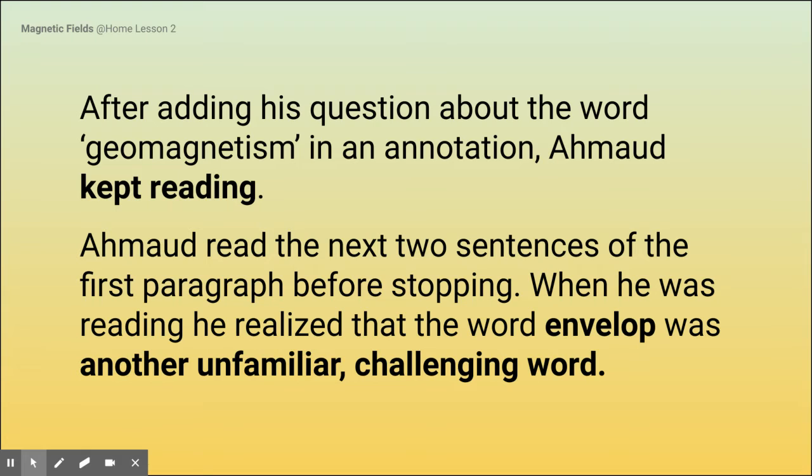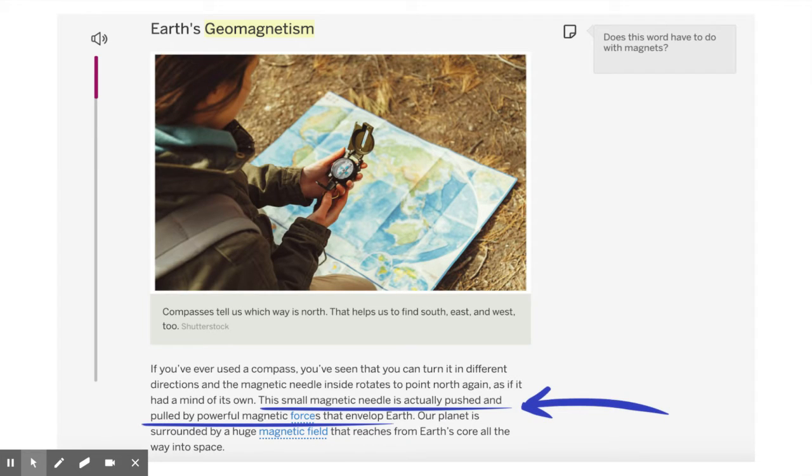Amund read the next two sentences of the first paragraph before stopping. When he was reading, he realized the word envelop was another unfamiliar, challenging word. Okay, so now we have two words that he has no idea about. Okay, so he underlined the small magnetic needle is actually pushed and pulled by powerful magnetic forces that envelop Earth. So he underlined that tricky sentence.